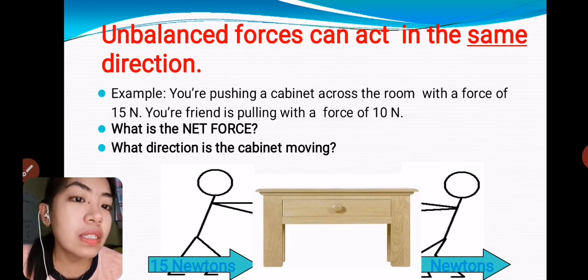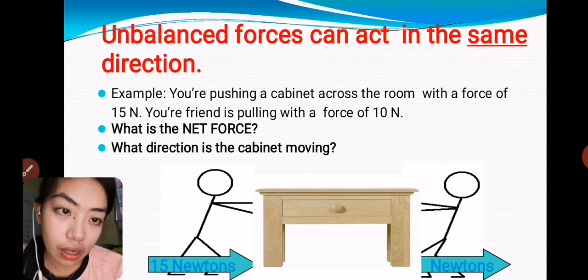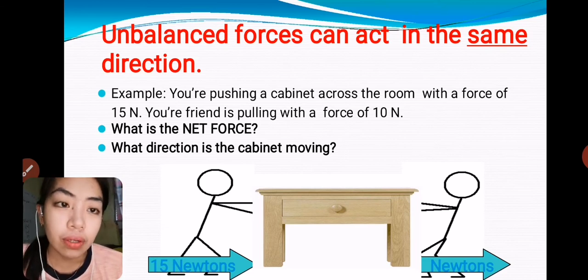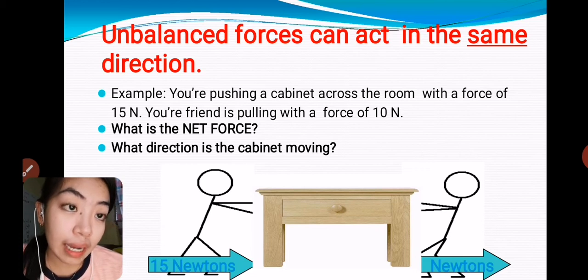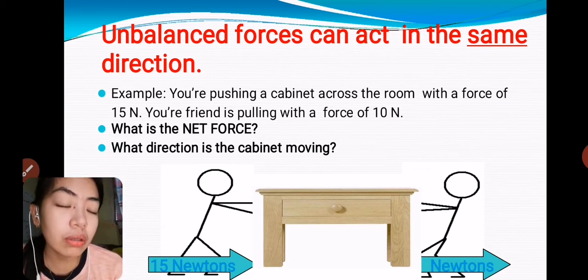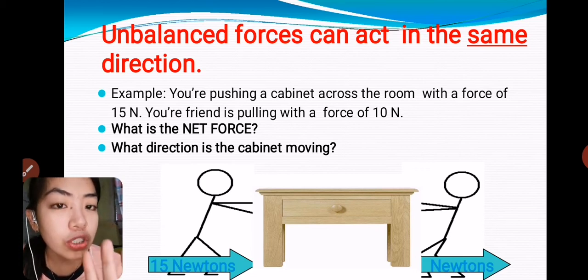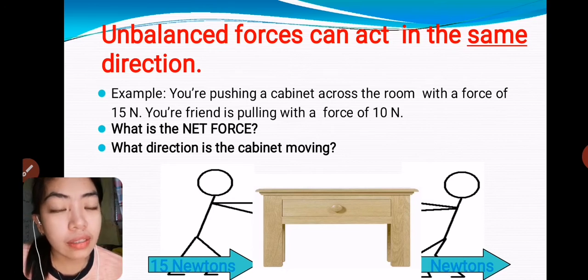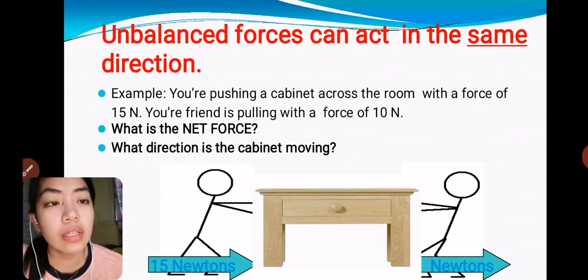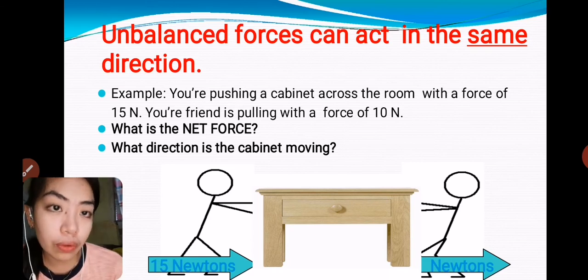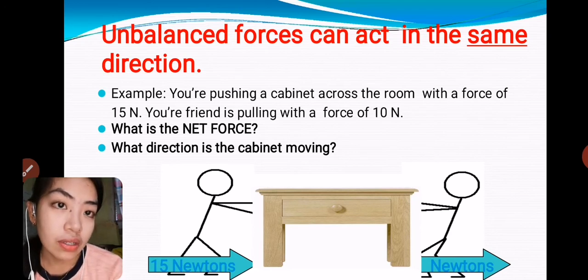For example, is this one, ikaw itong unang stickman. So, tinutulak mo yung cabinet, yung ating cabinet table. Tinutulak mo siya going on the right side for about 15 newtons. Tapos, tinulungan ka ng friend mo. Si friend ay nag-exert ng 10 newtons. So, what is the net force?